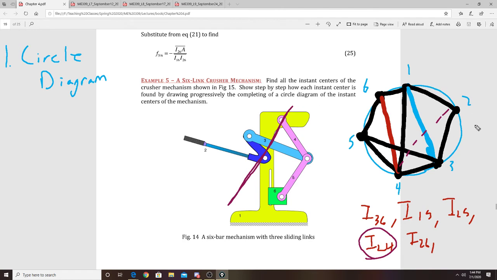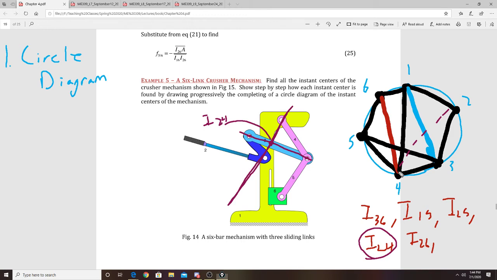Then the other one is I23 and I34. So I23 is right here, and I34, which is right here, right? So if you connect those lines, that is where I24 must be located. Does everybody see how that worked out? And why it's there?